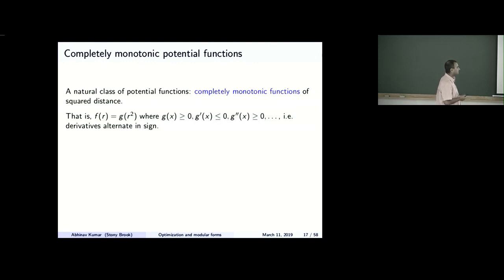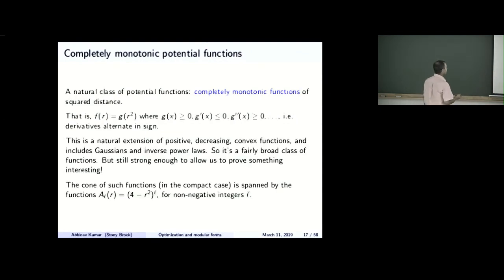And so here's a good natural class of potential functions. They're completely monotonic functions of squared distance. What does this mean? If you write the potential function as a function of the squared distance rather than just the distance, so g of r squared, then you want g to be positive, increasing, convex, etc. And so the derivatives should alternate in sign. And this is something that is actually fairly natural in analysis. People study completely monotonic functions.